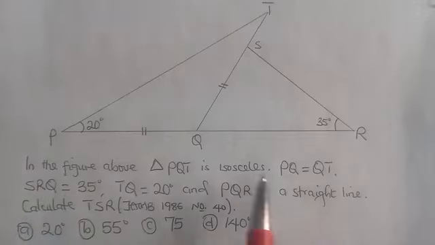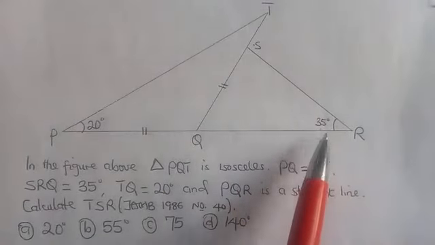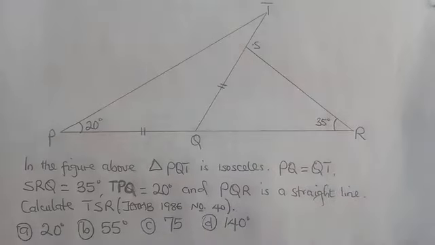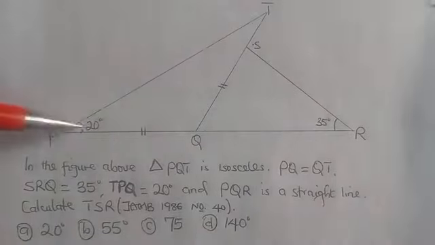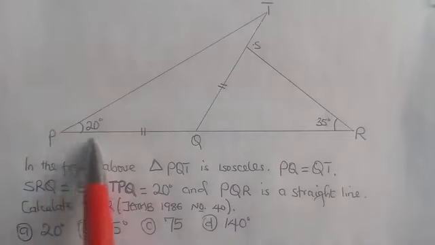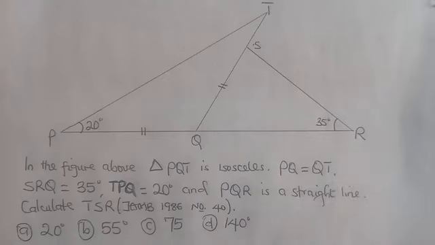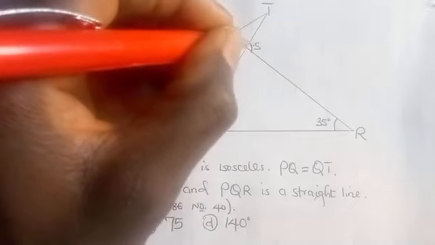SRQ, this angle here, is equal to 35 degrees. TPQ, this angle, is equal to 20 degrees. And PQR is a straight line, that is this line here. Based on the information provided, we are asked to calculate TSR. Where is TSR? This angle over here.